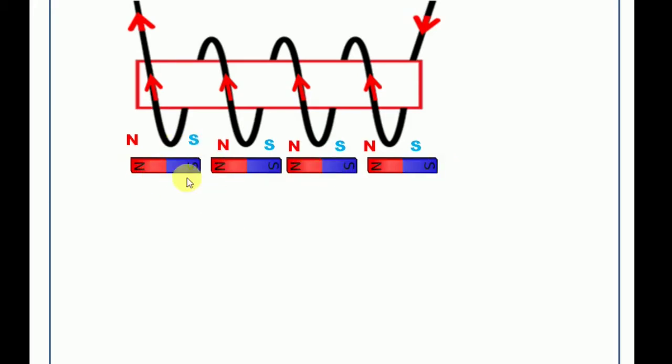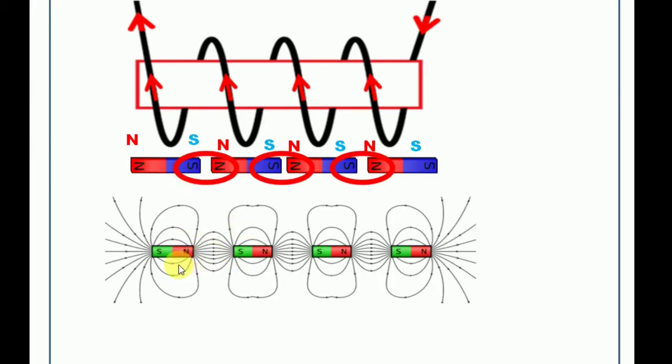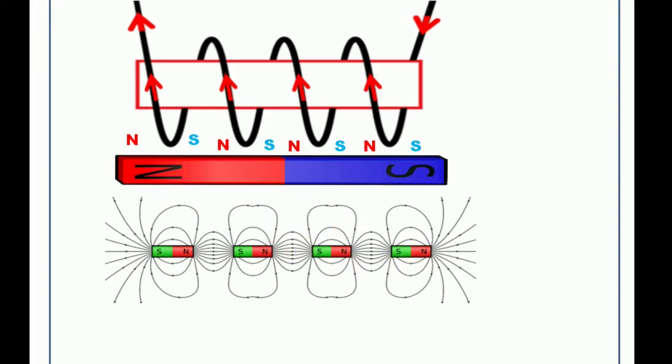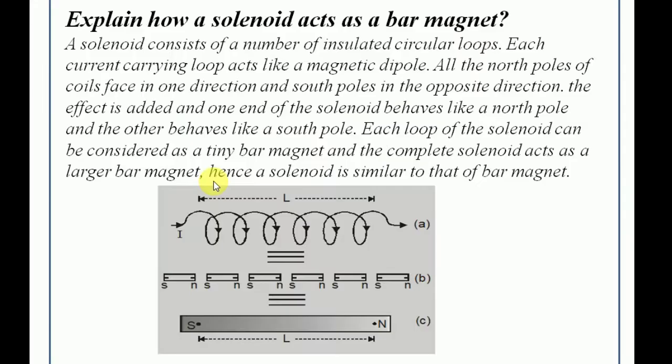Out here you can see north and south are together, so they attract each other and neutralize each other, meaning magnetic field lines coming out of the north will enter through the south, so they will not terminate out here. All the magnetic fields of all the magnets get added up and we get a strong magnetic field. So this will act as one magnet. So a current carrying solenoid acts as a bar magnet.